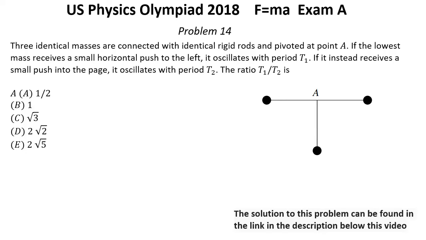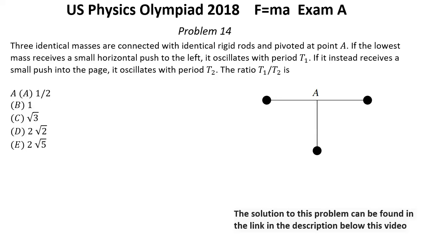Problem number 14. Three identical masses are connected with identical rigid rods and pivoted at point A. If the lowest mass receives a small horizontal push to the left, it oscillates with period T1. If it instead receives a small push into the page, it oscillates with period T2. The ratio T1 over T2 is the next one.